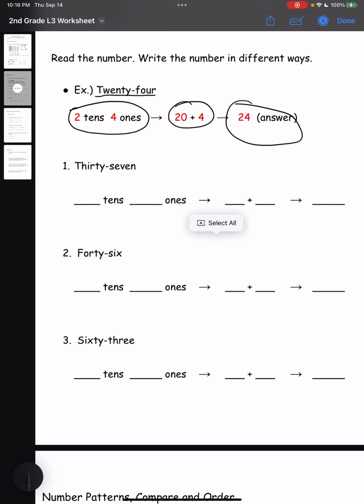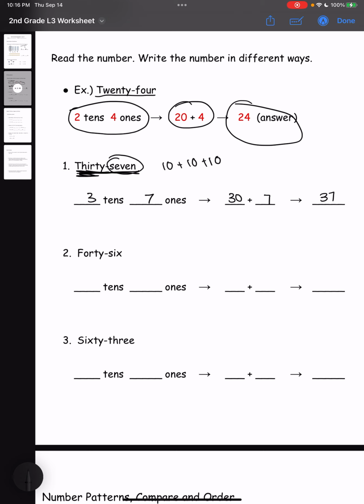So how many tens is in 30? So this is 37, right? So let's look at the tens part, which is the front number. So 30 is 10 plus 10 plus 10, right? So that's 3 tens. And how many ones? 7 ones, right? So that's 30 plus 7. And that equals 37.